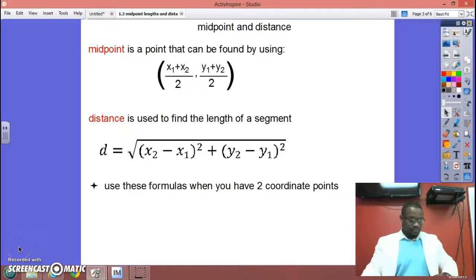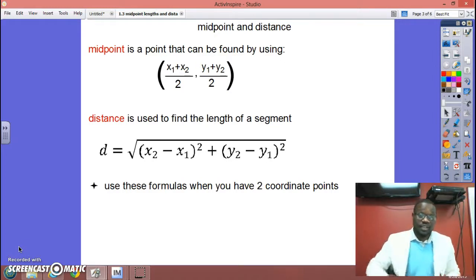Hey, now, before we get started, I just need to remind you that my Falcons beat them Cowboys yesterday.